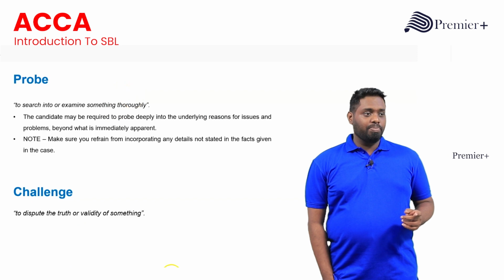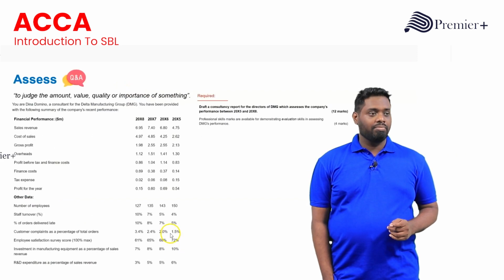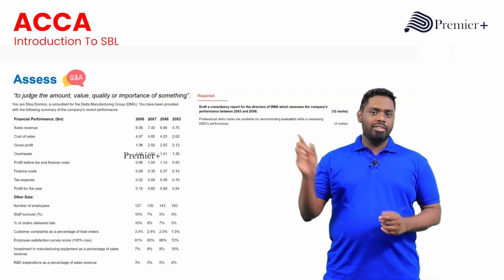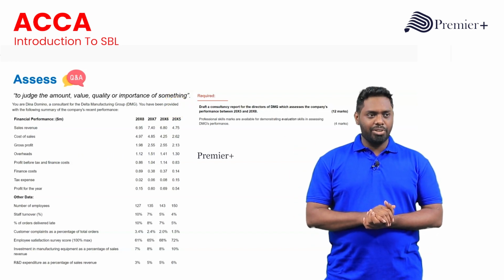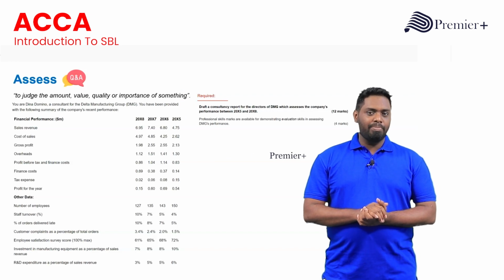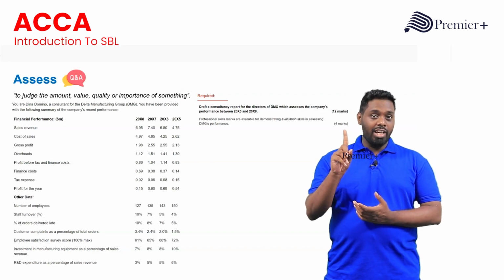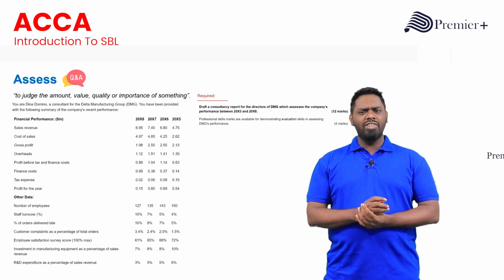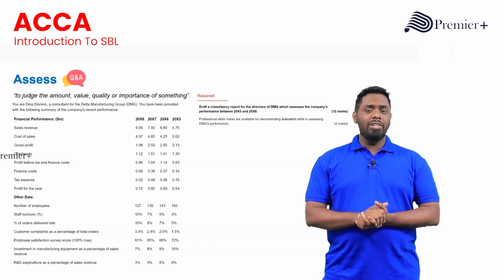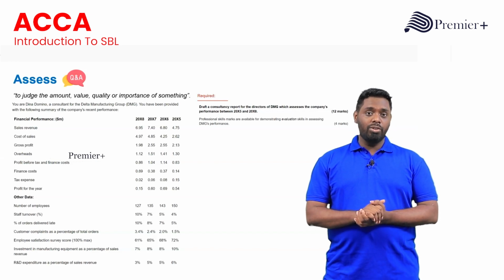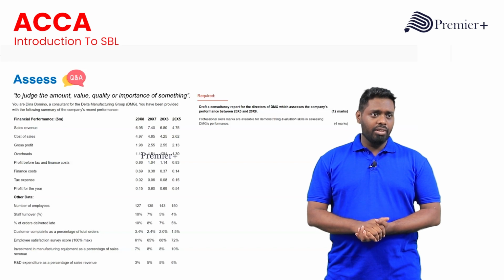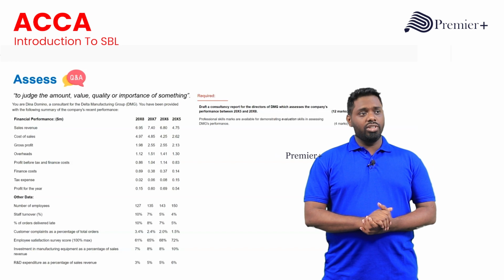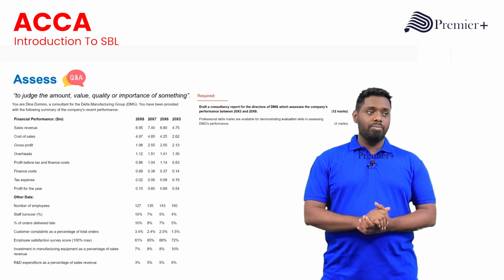Finally, challenge, to dispute the truth or validity of something. Now, in terms of assess, for example, here there is an extract of what sort of questions can be given. Now, do not think SBL is a pure theory paper. No, there is one area where we discuss using finance in planning and decision making. So, we look at basic information analysis that can be used for decision making. As you can see from here, assess is to judge the amount, value, quality or importance of something.